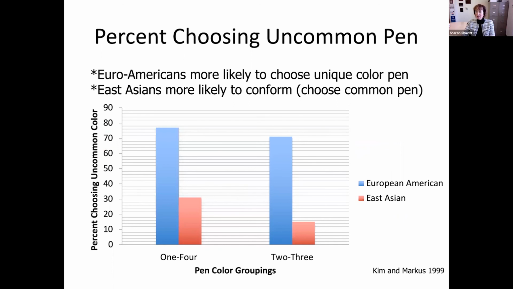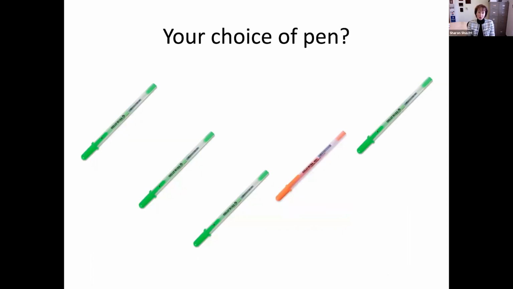And as you might expect, the percent who chose the uncommon pen, the one that was 1 out of 4 choices, 1 orange, 4 green, or 1 green, 4 orange, differed by culture. European Americans were more likely to choose the unique color pen, the pen that stood out. East Asians were more likely to conform, to choose the common pen, as opposed to the one that stood out. We see this on the left side of this screen when we make this 1-4 comparison that I showed you in the array of pens here.